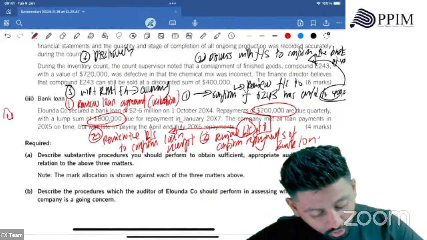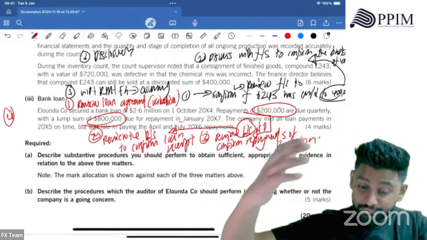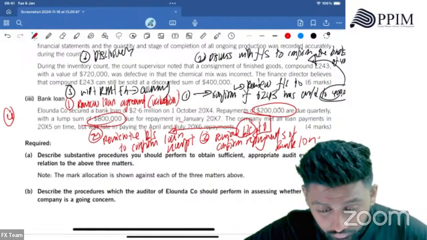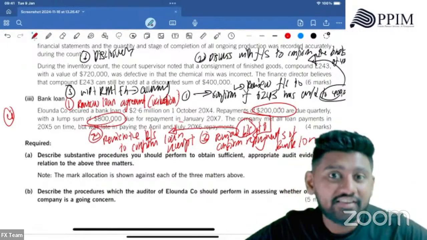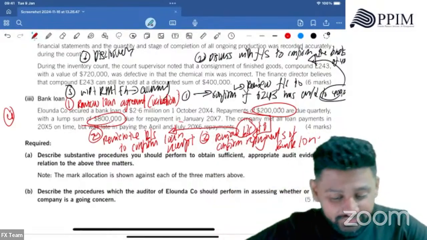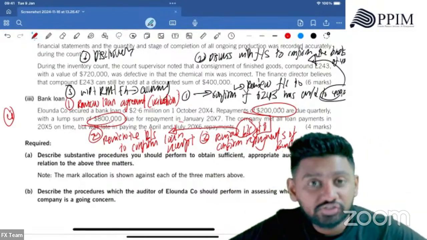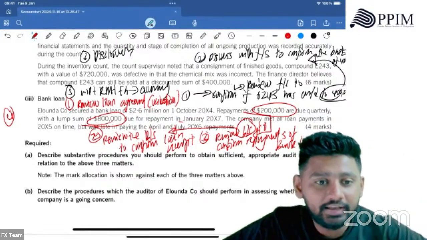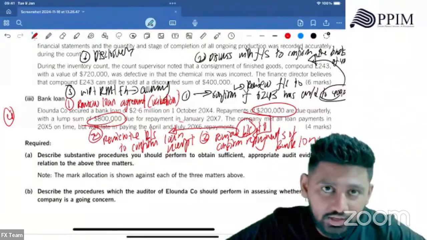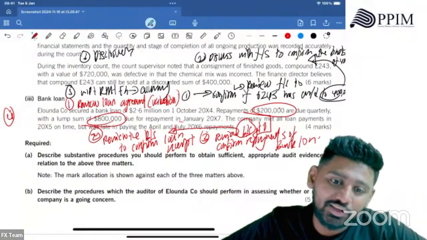Another thing that I can talk about in the exam is, guys, I've taken a loan, right? Based on this loan, I have to pay finance cost. I can recalculate finance cost based on the loan agreement. What are the terms in the loan agreement? I can look into that. I can recalculate the finance cost, and then I can check if it is accurate or not.